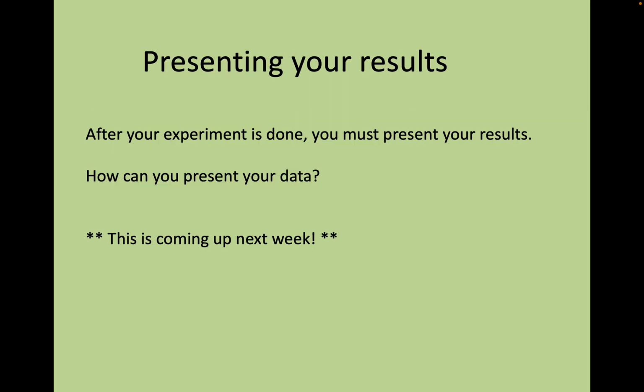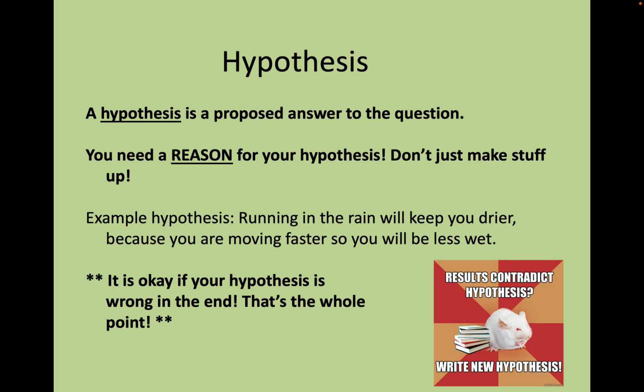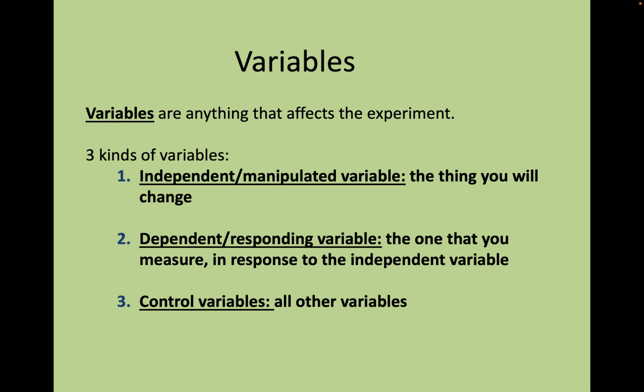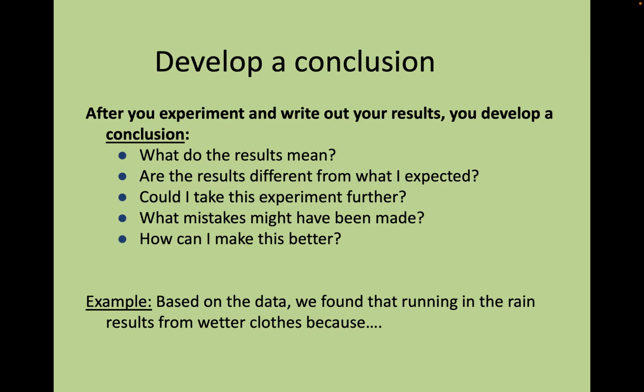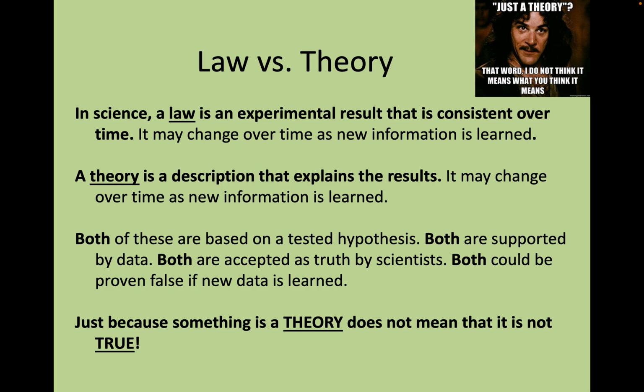The end. So what should you know for sure from these notes? You should know a hypothesis, you should know the definition, and you should know that it needs a reason. You should know the difference between the three kinds of variables. We're going to practice pointing them out in different experiments. You should know what a conclusion is, but I think you do already. And you should be able to tell the difference between a theory and a law in science. Tell me what they are in science, not in everyday speak, in science.